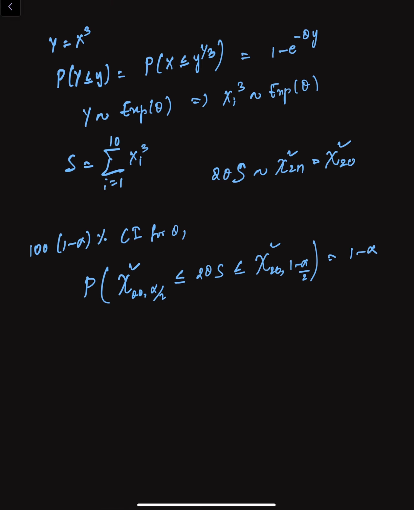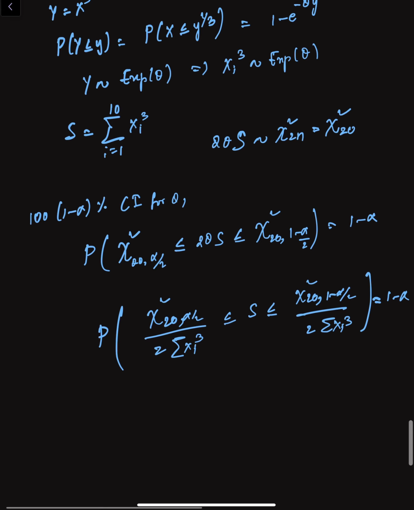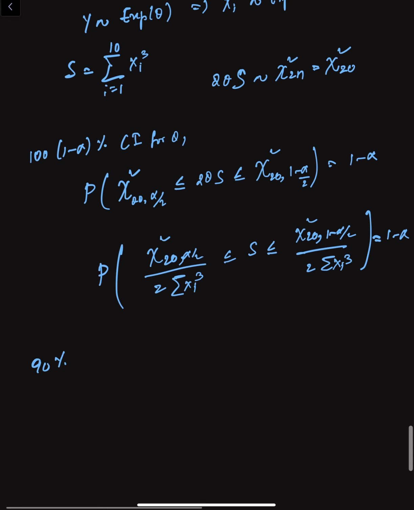So if we divide throughout by 2s, we have probability of chi square 20 comma alpha by 2 divided by 2 times summation xi cube less than or equal to theta less than or equal to chi square 20 comma 1 minus alpha by 2 divided by 2 times summation xi cube. So this will be 1 minus alpha. We are asked to find the 90% confidence interval, so that means alpha is equal to 0.10.